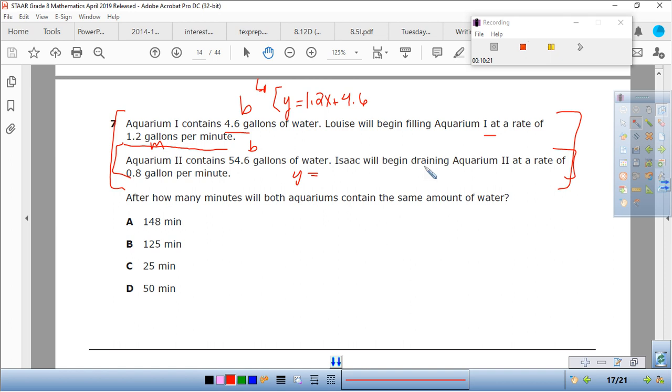And now this one is the key word that messed up some people from the last benchmark. I remember this one. What happens if it's draining? It's getting less. So this part is negative 0.8x, and it starts off at 54.6. So what I was saying, and Christopher said he can do it another way. I didn't think about the way he did, but it works.